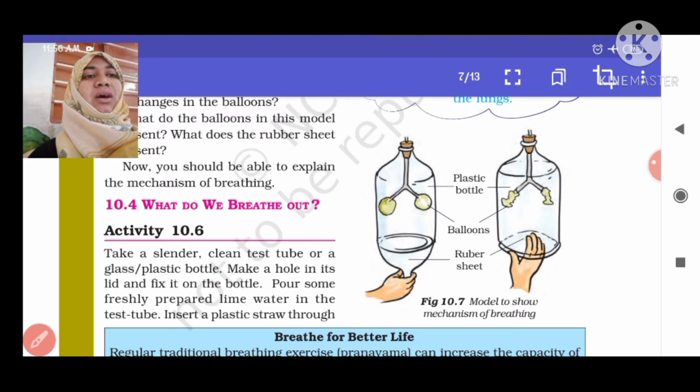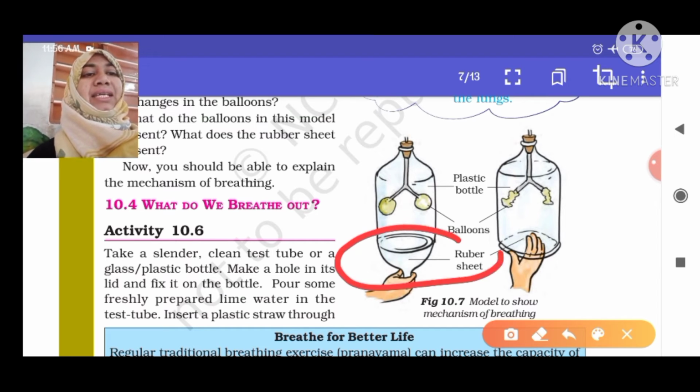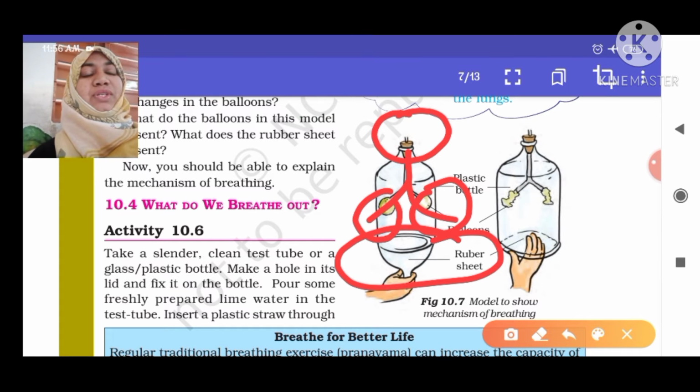So now in this experiment, the rubber sheet which is present here is acting like a diaphragm. These two balloons are acting like the lungs. The straw which is present is acting like the bronchi. Then the opening which you can see on the cork is acting like the nostril.